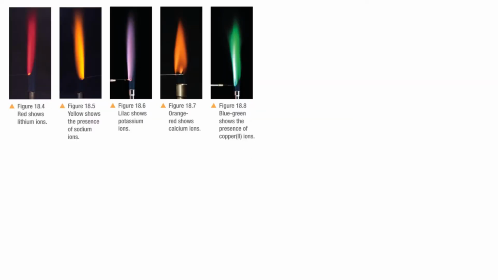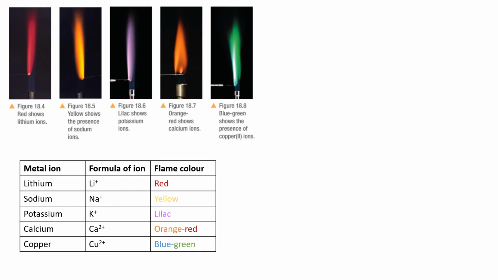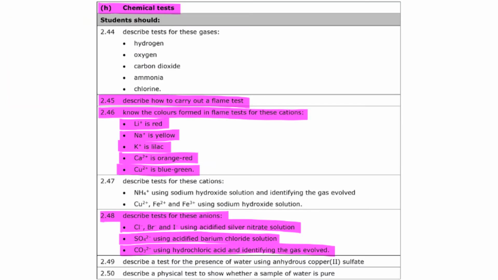Okay, so these are the colours that you need to know. Here's a table. I would advise, perhaps if you're struggling, perhaps if it may help, create flashcards with the colours on one side, and then the formula of the ion or the name of the ion on the other side. So we've looked at how to carry out the flame test, and we've looked at the colours for certain cations using the flame test.